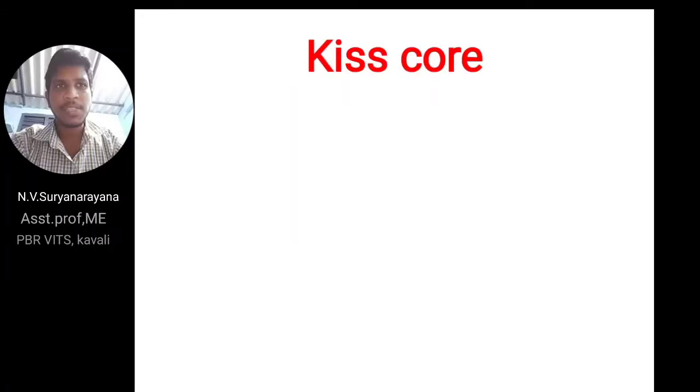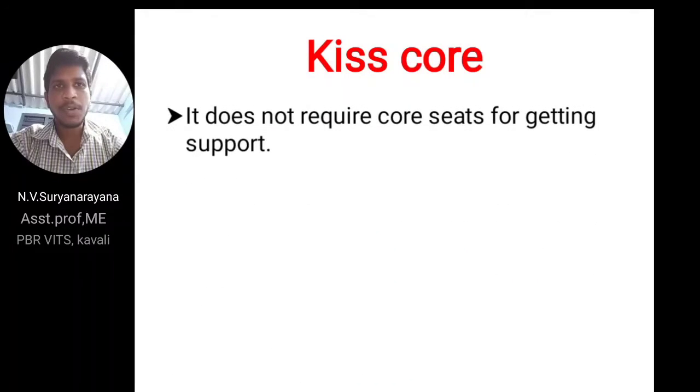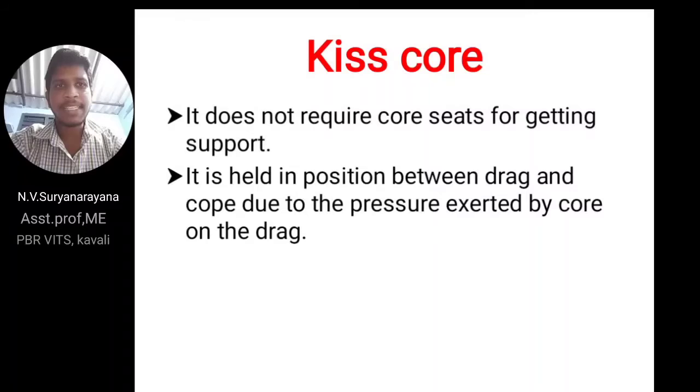And next, kiss core. Kiss core does not require core seats for getting support. It does not require any seats. And it is held in position between drag and cope boxes. Why are we placing it between two halves? Due to the pressure exerted by the core on the drag.